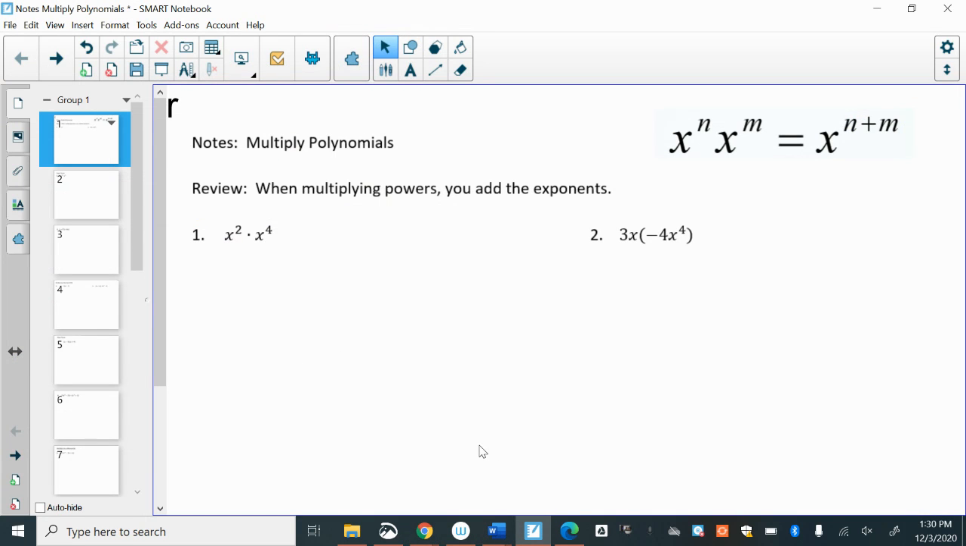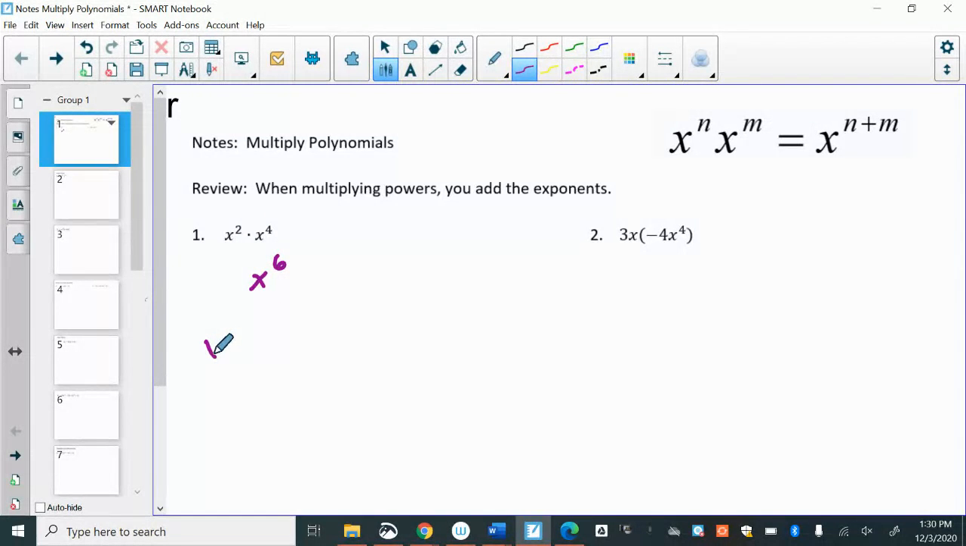All right, everybody. So today, this lesson is going to be on multiplying polynomials. We're just going to start kind of in the beginning here, a little bit of review. When you multiply powers, you go ahead and you add the exponents. So for example, if I'm looking at x squared times x to the fourth, you keep the base of x and you add the two exponents together and you get 6.